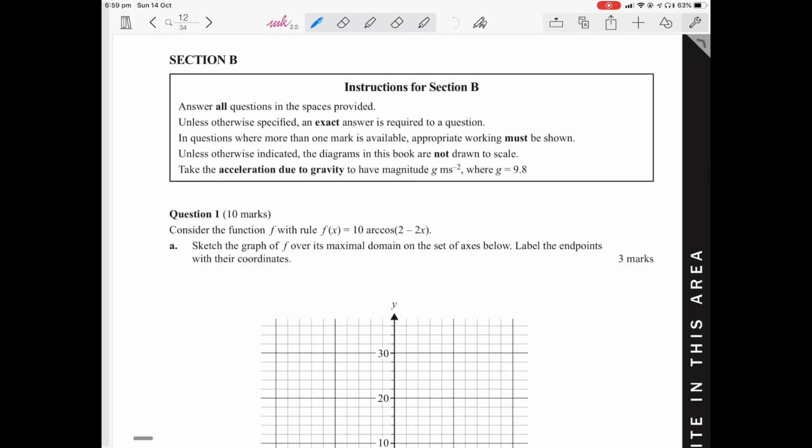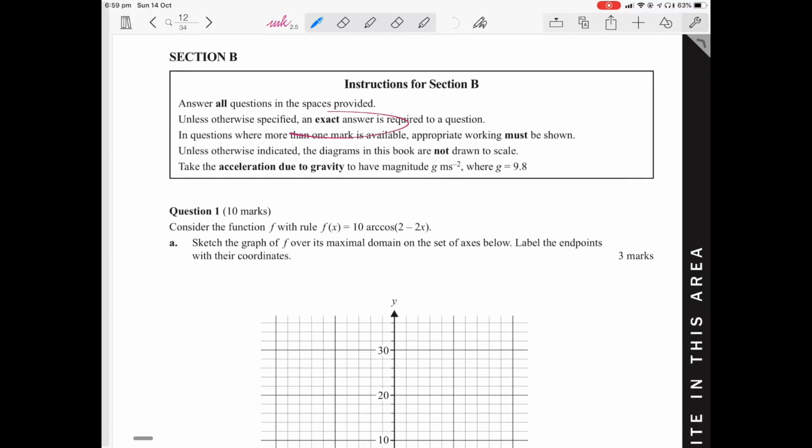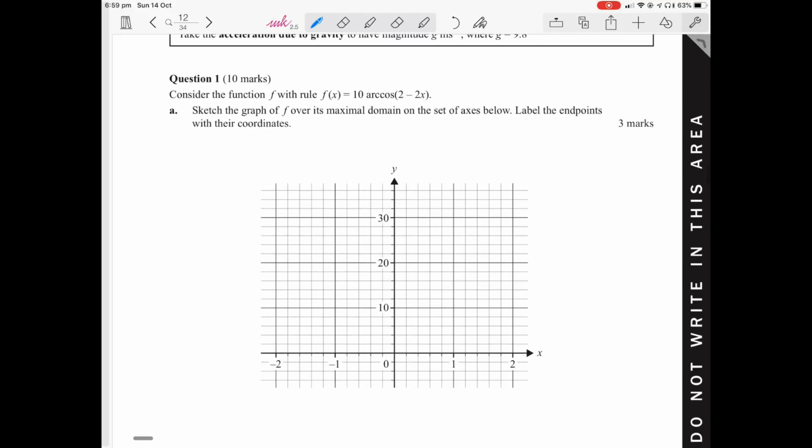Answer all questions in the space provided, unless otherwise stated, use an exact answer, make sure it's exact. In questions where more than one mark is available, appropriate working must be shown. Unless otherwise stated, the diagrams in this book are not drawn to scale. Take the acceleration due to gravity to have a magnitude of g m/s² where g is 9.8.